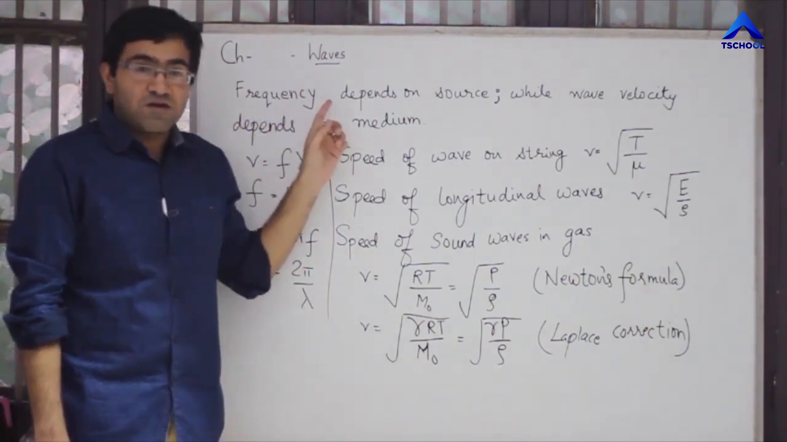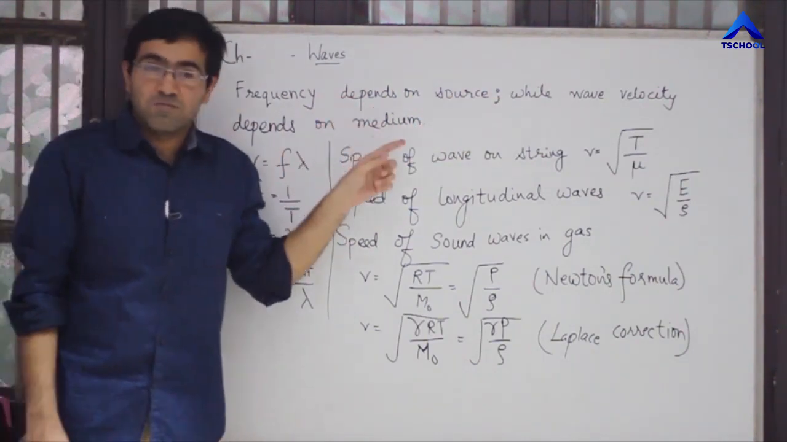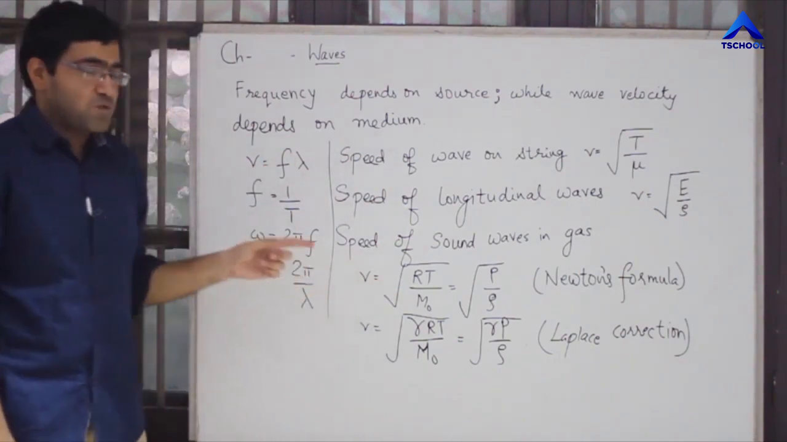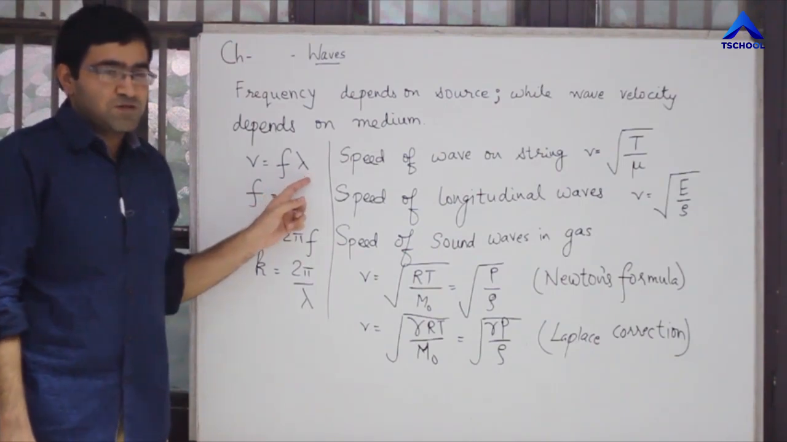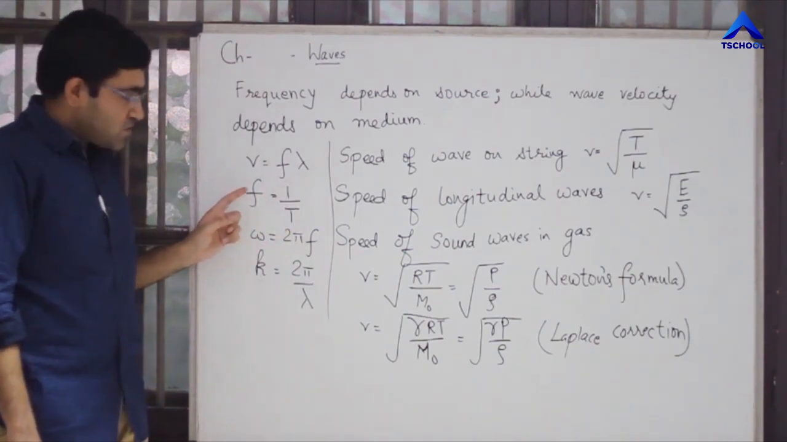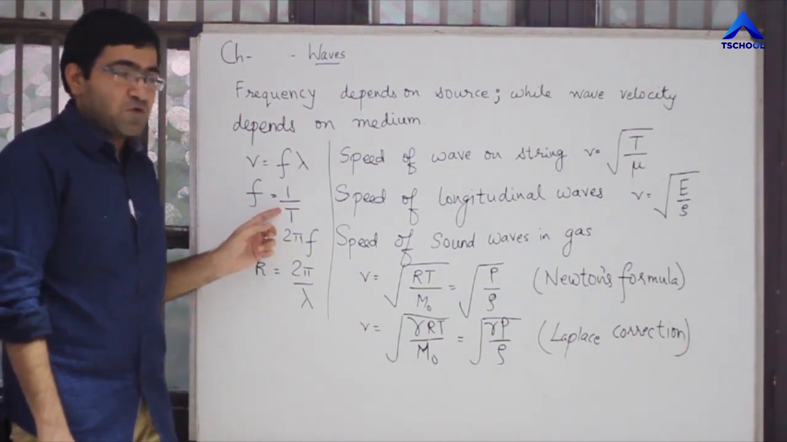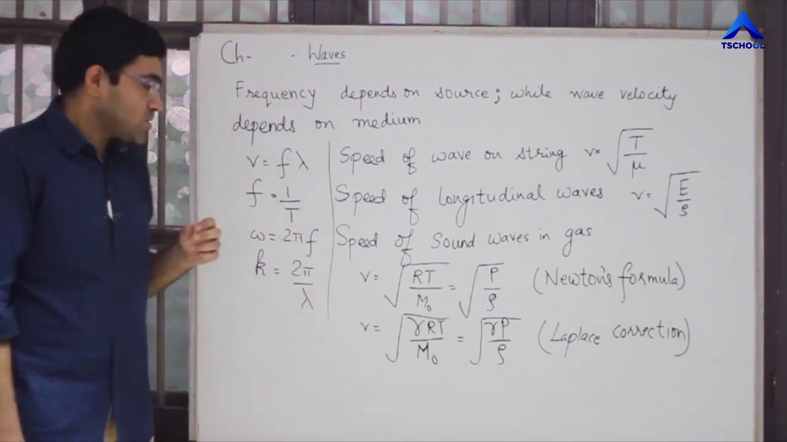Frequency of the wave depends on the source, but the wave velocity depends on the medium. These are some of the basic formulas. V is equal to f lambda. V is the wave velocity, f is the frequency, lambda is the wavelength of the wave. F, again, the frequency of the wave, T is the time period of the wave. Both of these properties are common to the wave and the source.